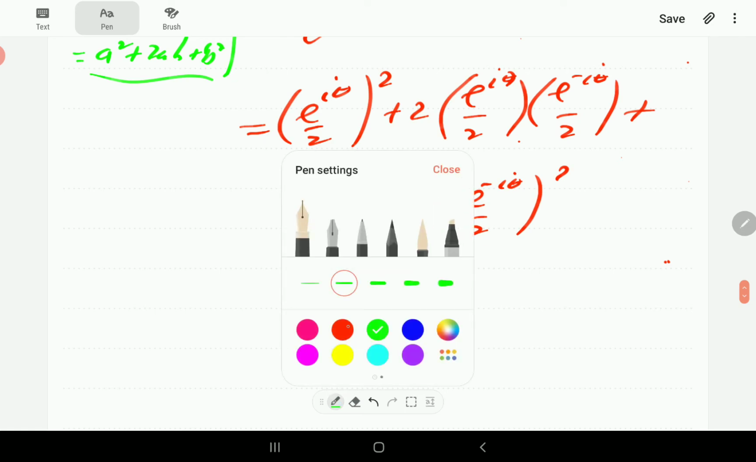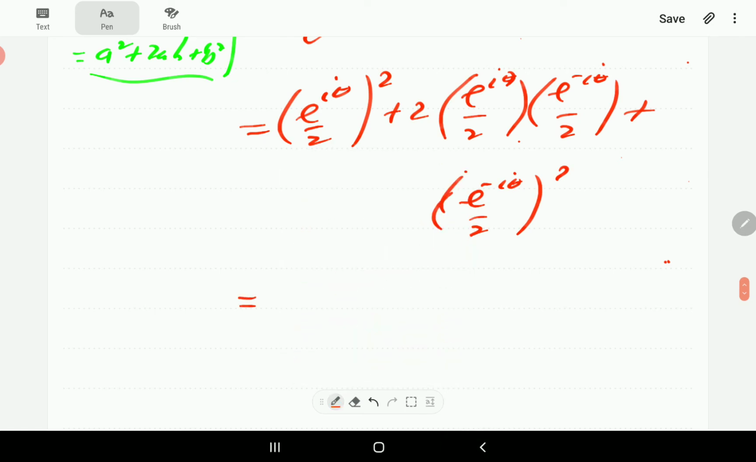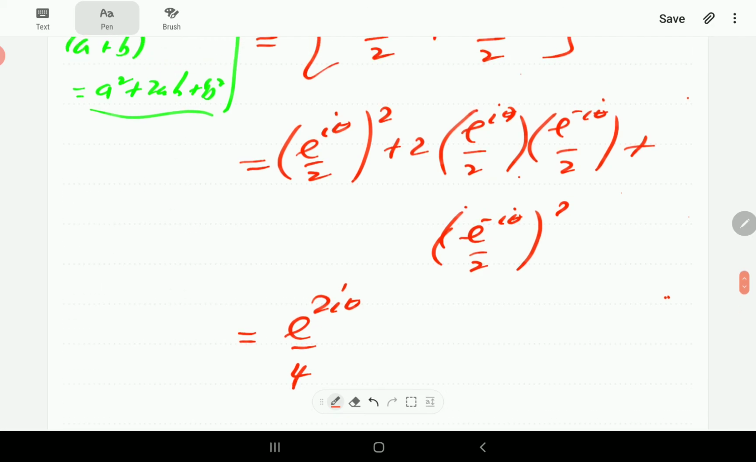And then e to the i theta squared is going to be e to the 2i theta. That's going to be over 4. Then here, this times this, we're going to get 2e to the 0 over 4, because e to the i theta times e to the minus i theta is e to the 0. And then the last term is going to be e to the minus 2i theta all over 4.